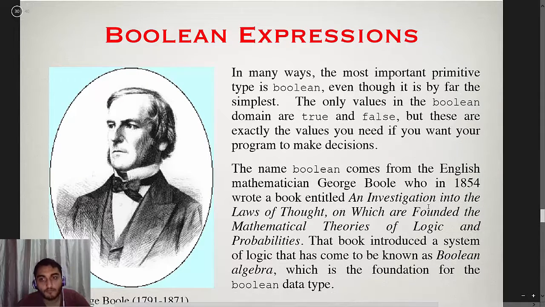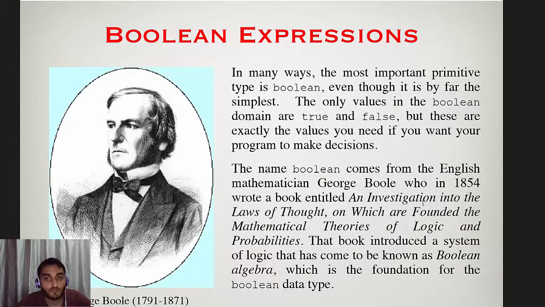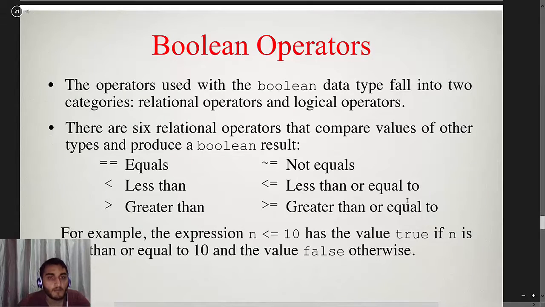And our last topic is the Boolean. What's the Boolean? Boolean comes from the English mathematician. It's basically true or false. The only values in Boolean domains are true or false. The operators used with the Boolean data type fall into two categories: relational operators and logical operators.